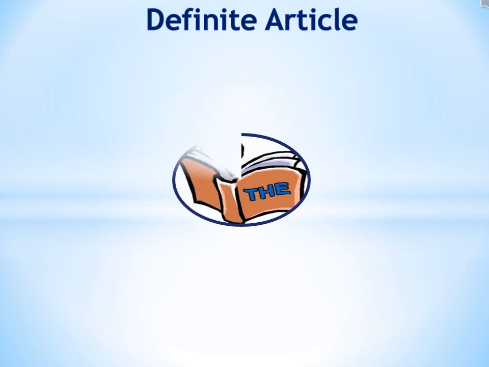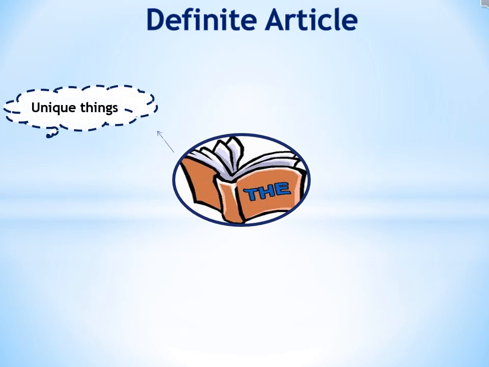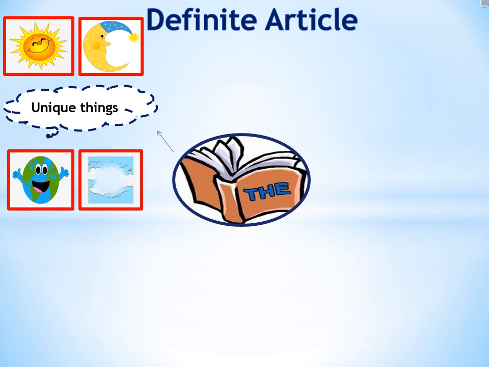Now let's see the definite article the. When shall we put the? Actually, we put the before unique things. Unique things means the only thing in the world. For example, the sun, the moon, the earth, the sky. We only have one sun, one moon, one earth, one sky. That's why we say the before them, because they are unique things.